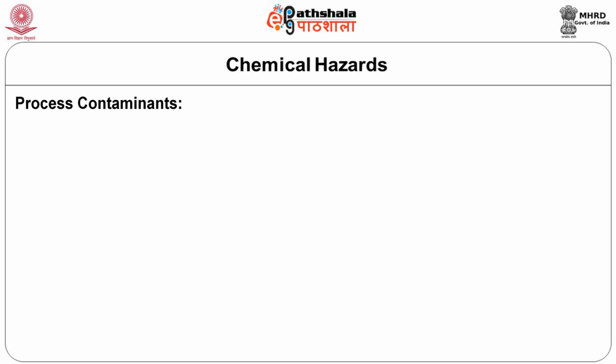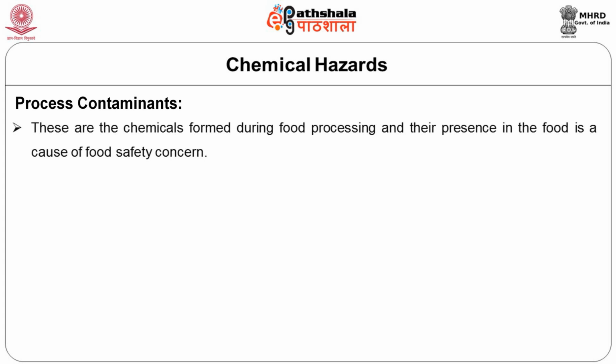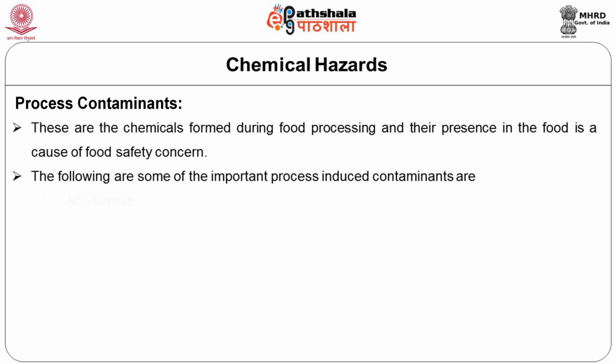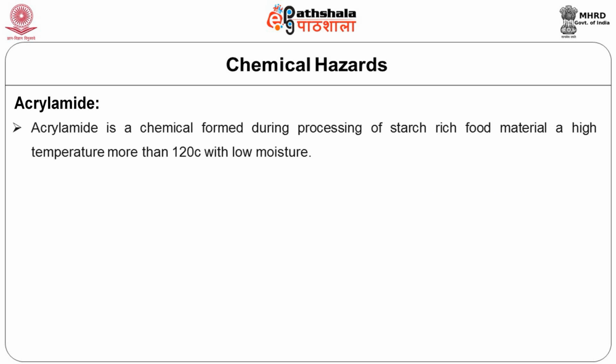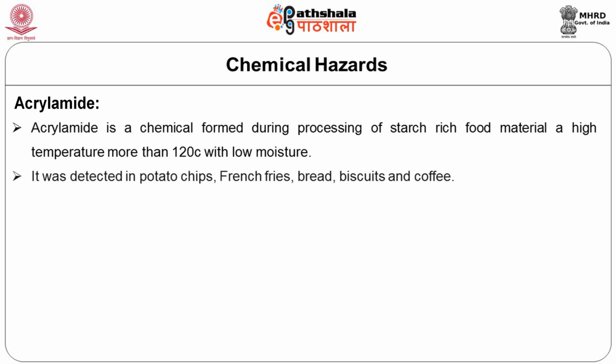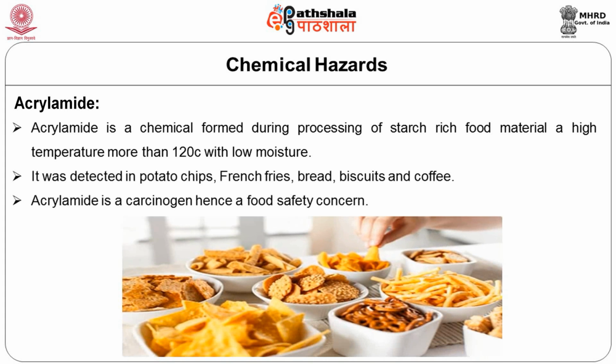The other class of contaminants that come in food are process contaminants. These are the chemicals formed during food processing, and their presence in the food is a cause of food safety concern. Some of the important process-induced contaminants are acrylamide, furan, nitrosamines. Acrylamide is a chemical formed during the processing of starch-rich food material at a high temperature, more than 120 degrees, with low moisture. It was detected in potato chips, french fries, bread, biscuits and coffee. The concern about acrylamide is because it is classified as a carcinogen.